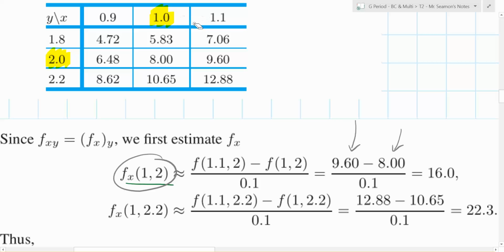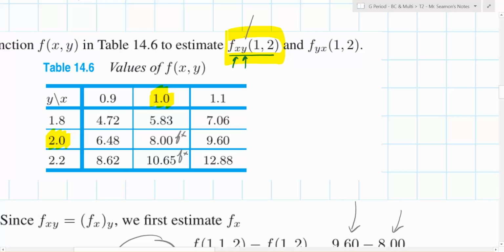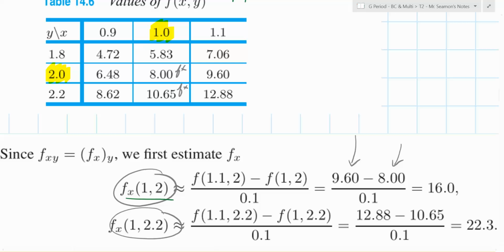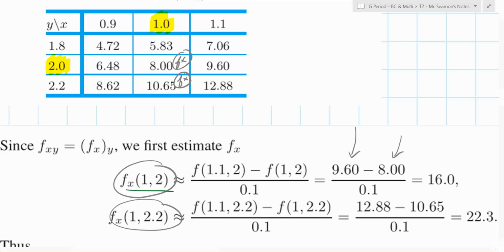So then what do they have to calculate? fx at 1, 2.2. They calculated fx here, and then they also calculated fx one unit ahead. Why did they do that? Because overall, what are we calculating? f sub, what's the outer one? y. So what's being fixed if you're calculating fxy? The x. So they calculated fx here and fx here. Why don't they just calculate fy there?